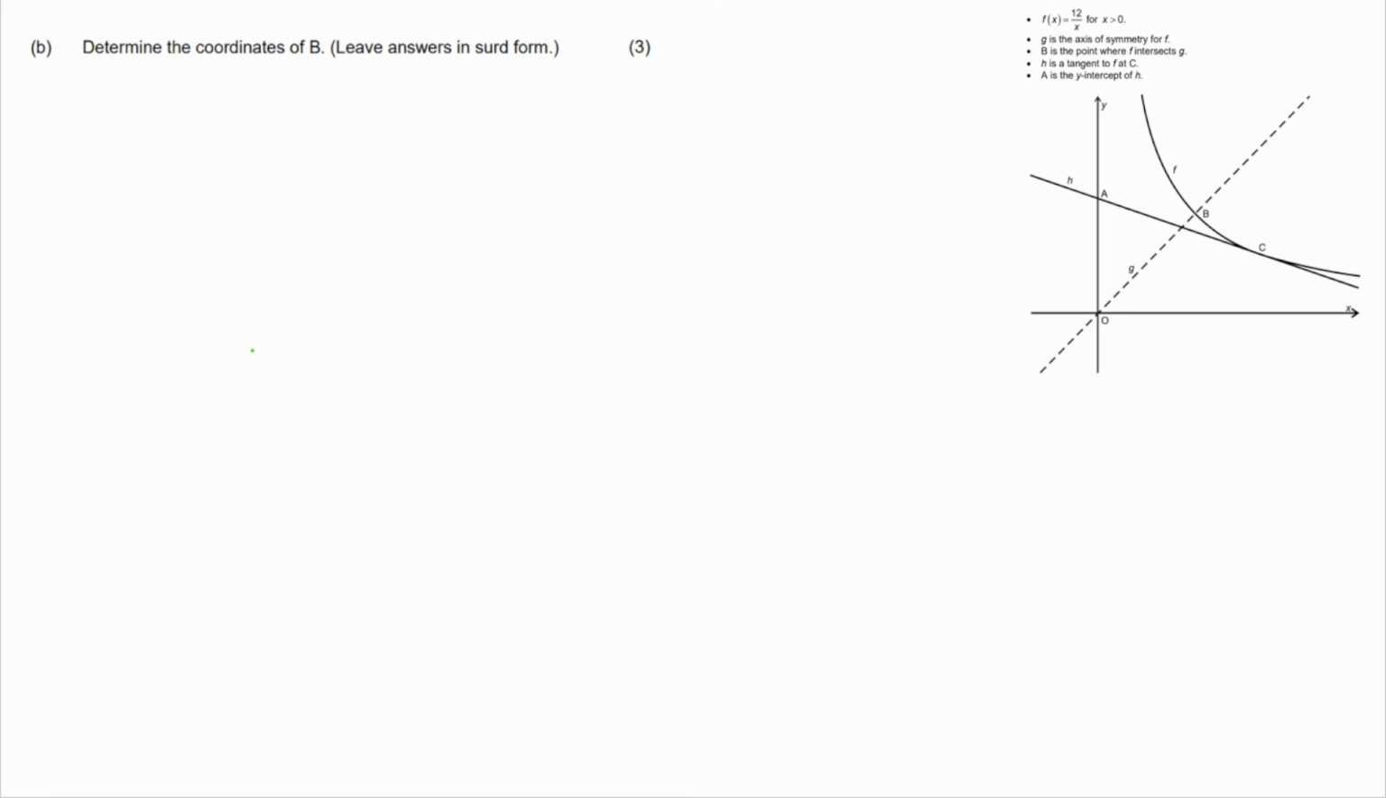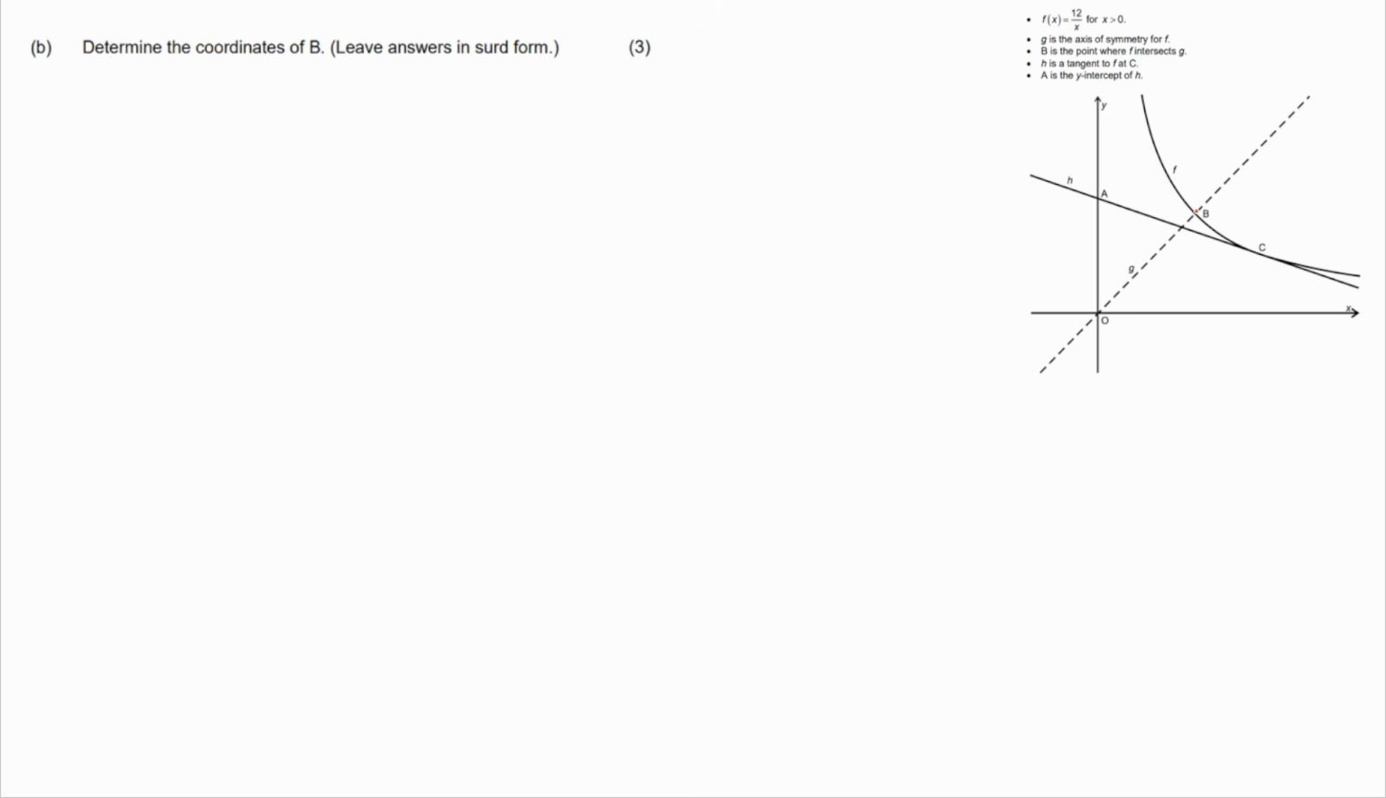They say write down the equation of G. Okay, super easy, y equals x, because it intercepts here at the origin. Okay, so for B, they say determine the coordinates of B. Leave answers in surd form.